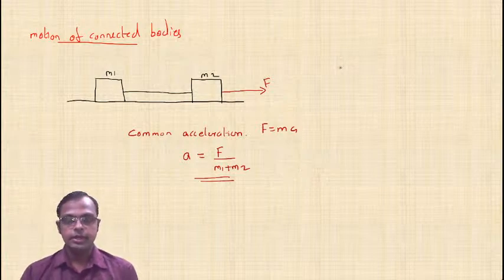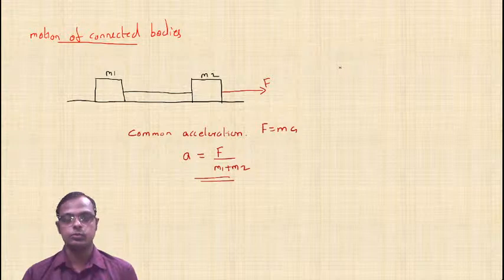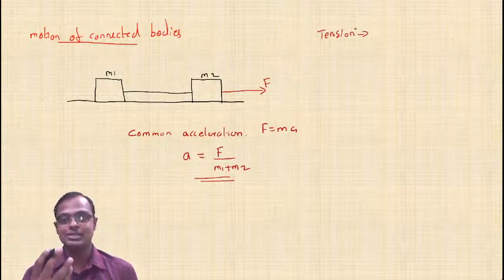Very good. The next possible question from this one is: what is the force acting between M1 and M2? Here another term comes in, called tension. You may have learned this one. What does tension mean? Tension is the force acting on a stretched string. Here the string is an inextensible string. So look at the picture here.